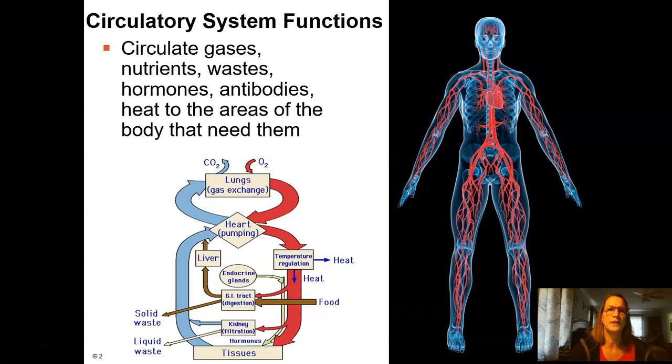Okay, so now we're going to talk specifically about the circulatory system, and we're going to leave the respiratory system for the end. The circulatory system has a lot of jobs. It's not just to bring oxygen from the respiratory surface, like the lungs, to the rest of the body, and it's not just about getting rid of carbon dioxide. The circulatory system has to circulate the gases, oxygen and carbon dioxide, but also nutrients, wastes, hormones, antibodies, and all kinds of other materials, and even heat to different areas of the body that need them. So the circulatory system has lots of different functions. It's not just about moving oxygen and carbon dioxide around.